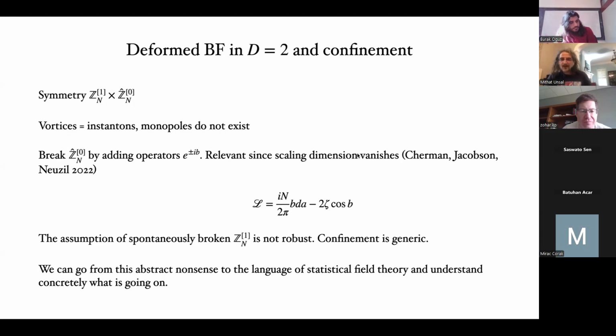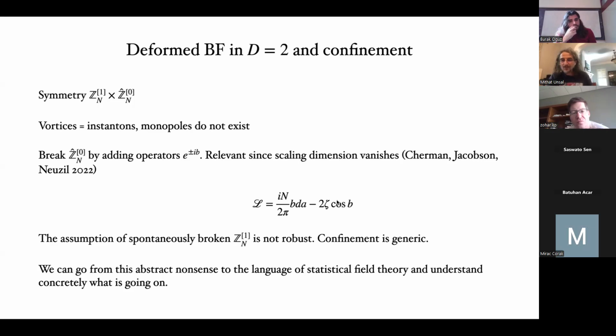These operators are relevant because their scaling dimension vanishes, and if you add these operators, you generate this. So you learn that the assumption of spontaneously broken ZN one-form symmetry is not robust, because when this term is present, you induce confinement. I will tell you the intuition behind it. This is very abstract for my taste, okay?